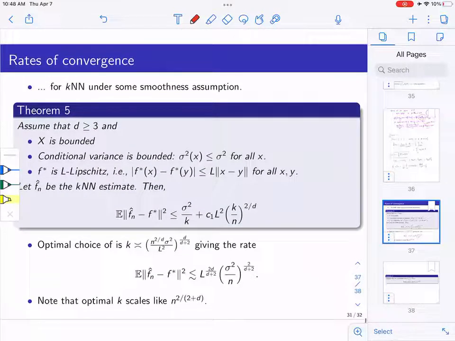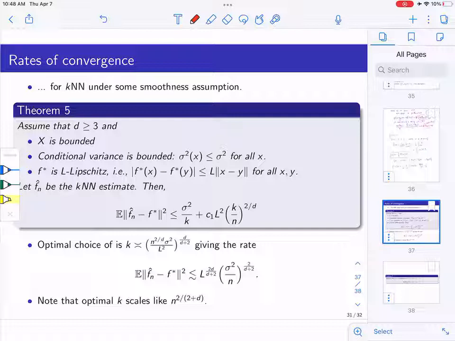Next time we're going to move towards more quantitative bounds, and we're going to impose some assumptions. If x is bounded, the conditional variance is bounded, and f is Lipschitz, then you can prove a very nice upper bound. You can see this is the variance, and this is the bias. The bias is sort of k over n, which goes to 0. This goes to infinity, so the variance goes to 0, and there's a bias-variance trade-off. So there's an optimal value of k that you can choose, and there's an optimal rate.